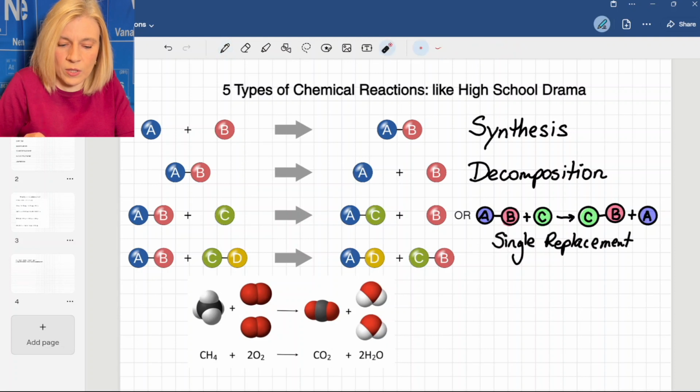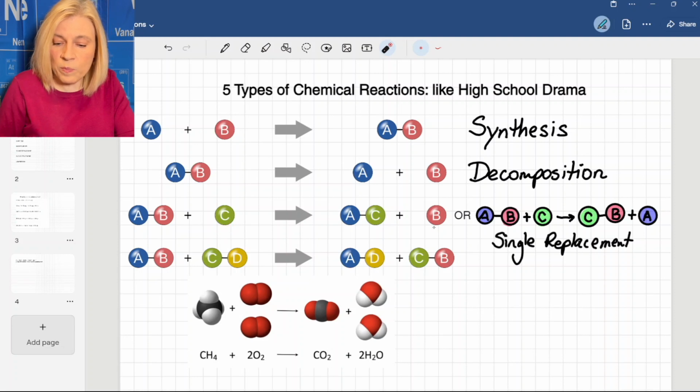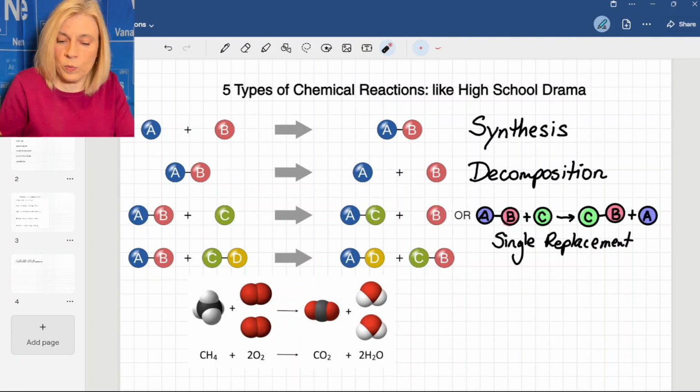And you can quickly see what's going on here. C was single at first in the beginning, and now B is single after the dance, after the reaction. Or here C was single, it switched places with A, and now A is single. So the atoms which were by themselves are now switched places.